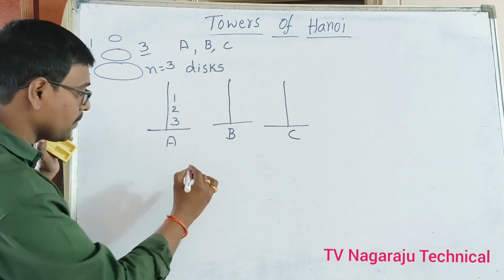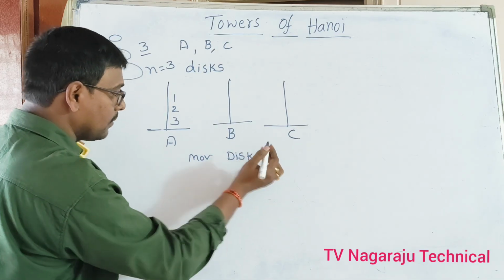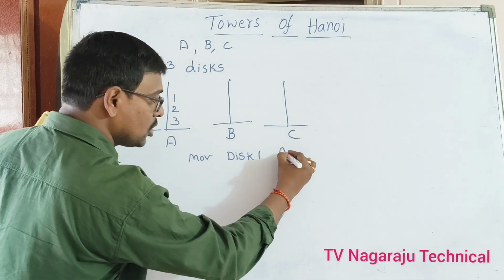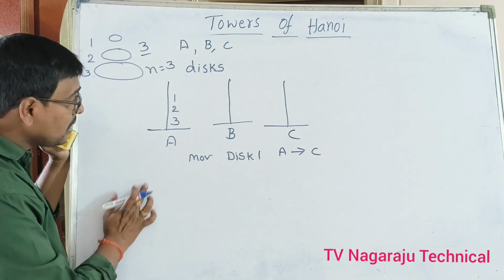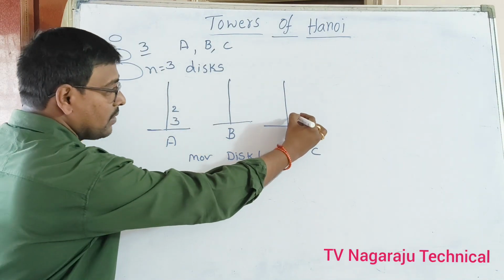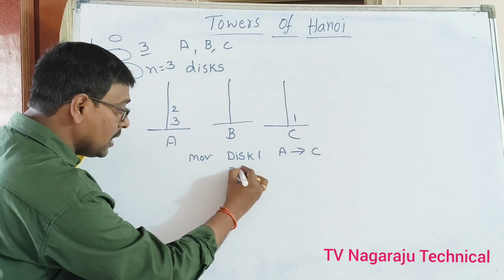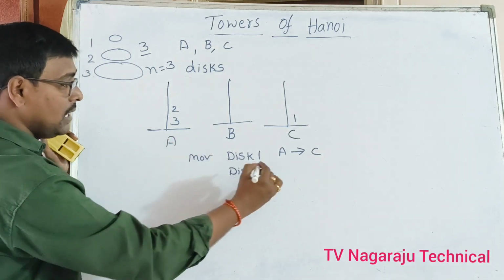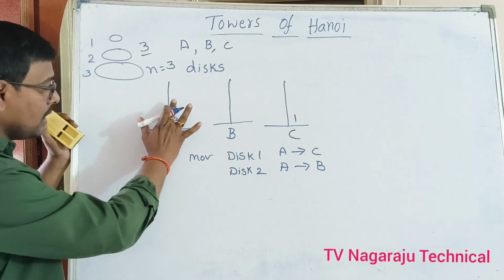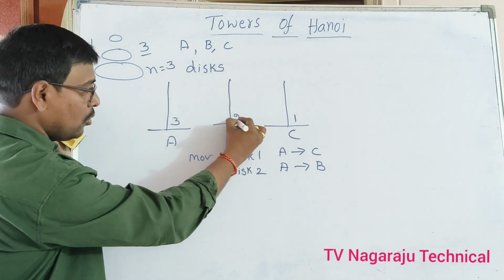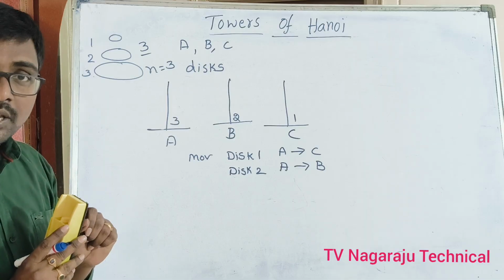What is the procedure? First, I am moving disc 1 from A to C. After that, what happened? Disc 1 is at this position. Now, after that, disc number 2 is moved from A to B. Now, disc 2 is placed here.